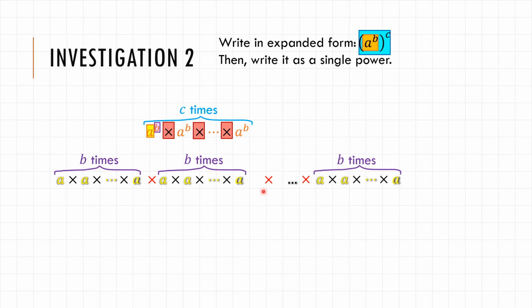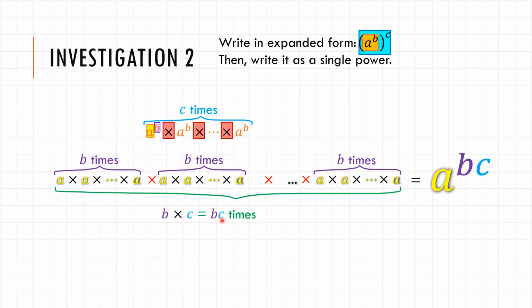We have c groups, and each group has a size of b. So in total, we're multiplying a by itself bc times, b times c. And that would give us as a single power a to the power of bc, since we're multiplying a by itself bc times. This is something called the power law of exponents.